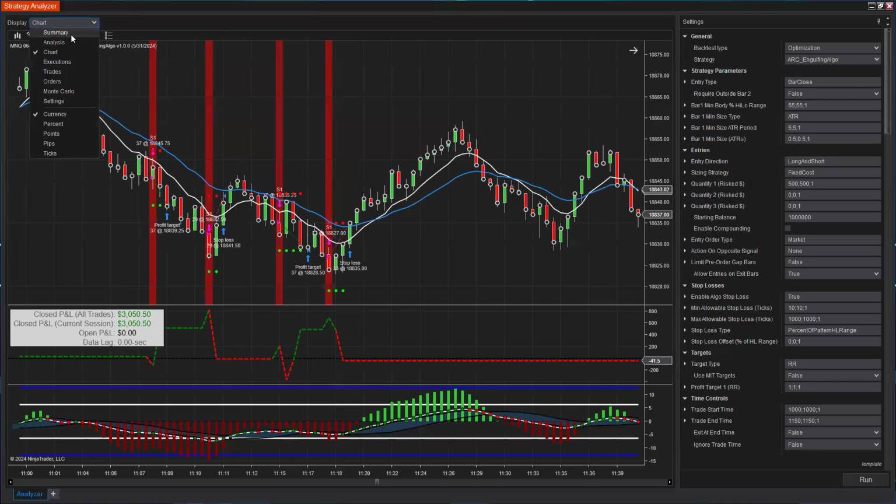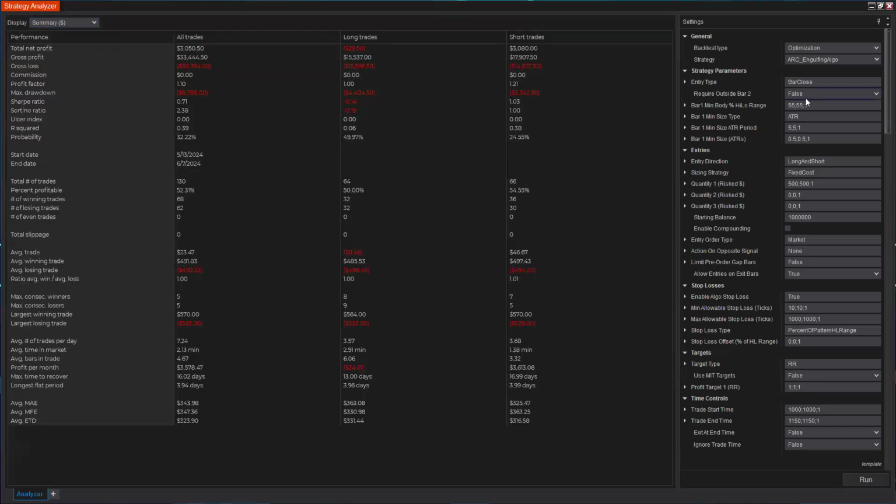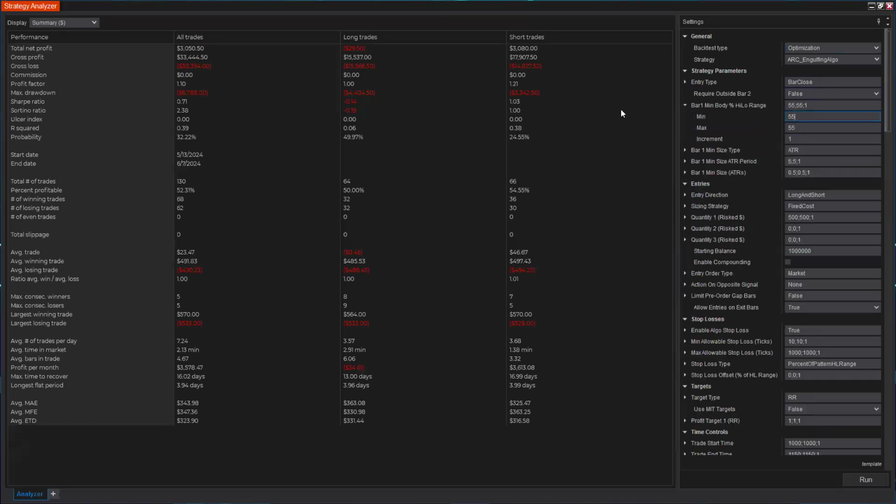All right, so let's start here. And we're going to go bar close, require outside. No. Let's adjust for the range. Let's go 30 to 70 by fives.